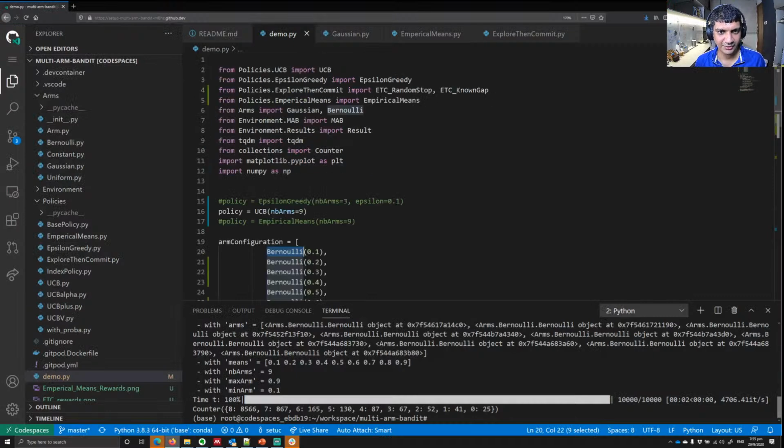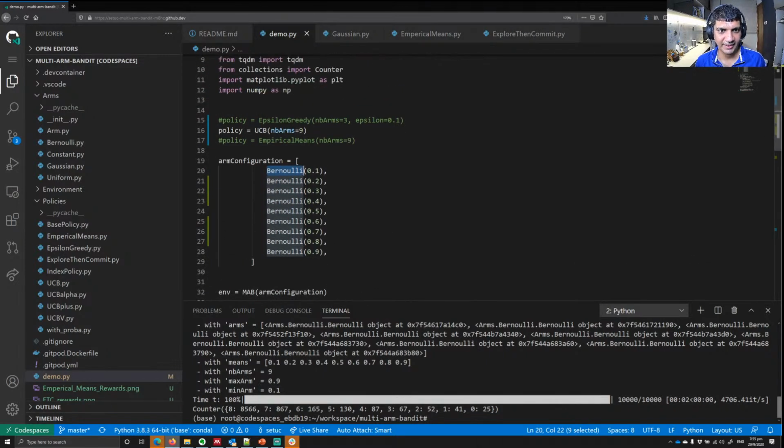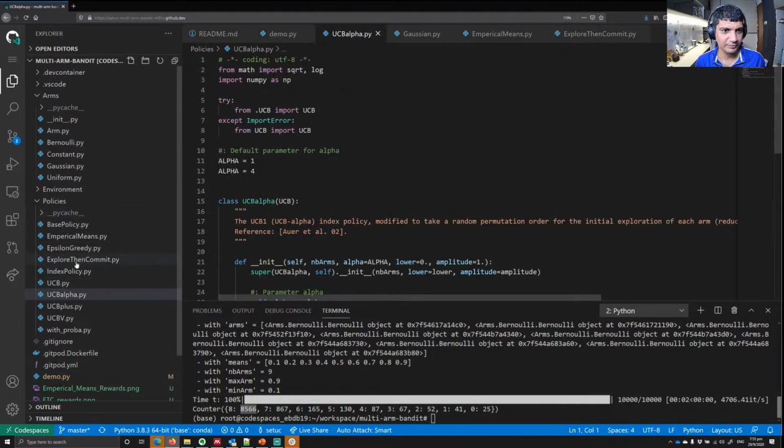Let me go back to the code. I have my 9 arms that I have defined. My UCB is defined and my counters are given as below. So my arm 8 was picked about 8,500 times. Now let's pick UCB alpha. I've given the value of alpha as 4. Feel free to pass any alpha that you want. And for our experiment's sake, we will pick the alpha value as 0.5.